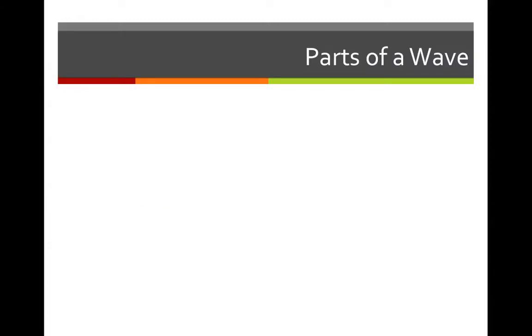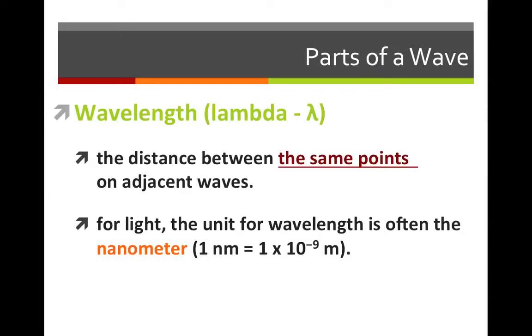So here are the parts of a wave, so parts of light. The first thing that we need to know is wavelength, which we will use the Greek letter lambda for, and lambda is this guy. He kind of looks like an L leaning against a stick. That's lambda. Okay, so we use that to denote wavelength, and wavelength is the distance between the same points on adjacent waves. So if you have one wave and you look at the distance between the same points, that is the wavelength.